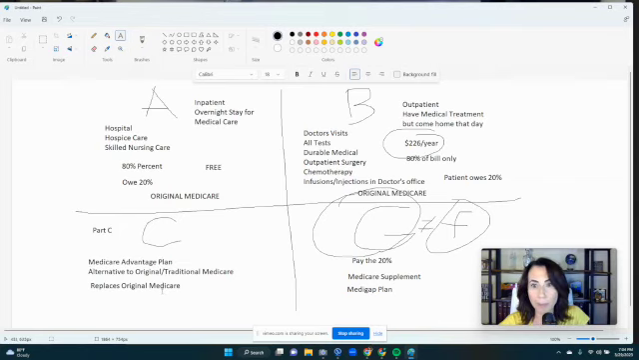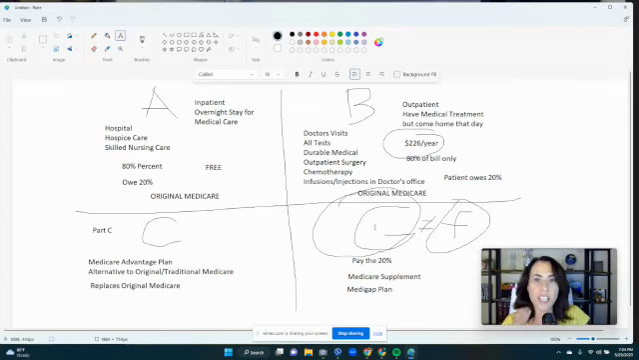The answer is absolutely no. The federal government only allows you to pick one or the other. So your choices are either you keep original Medicare and you enroll in a Plan G, or you do the alternate to traditional Medicare and you go on the Medicare Advantage plan. So now let's talk about some pros and cons of these two options. Let's go back over to Plan G.